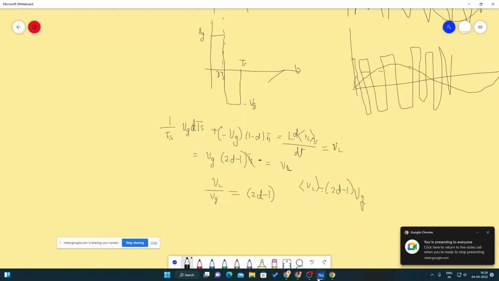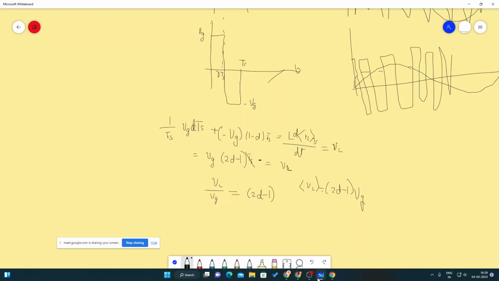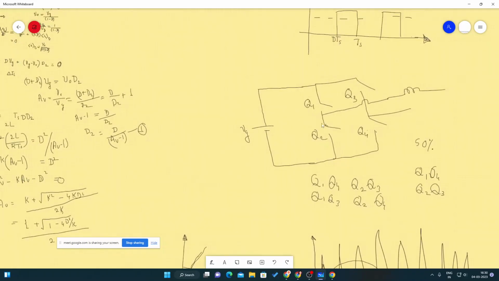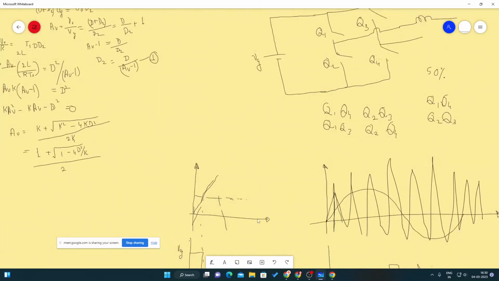Any more doubt? So in this Vg is the supply voltage, the DC input voltage. Yes, sir, but this average output voltage should be dependent on the reference DC. This DC is always constant.